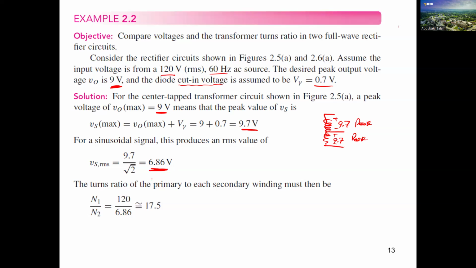Now, the turns ratio of the primary should be 120 over 6.86. So 120 over 6.86 gives you around a 17.5 turns ratio. So this is the turns ratio of our transformer in the case of the center tap.